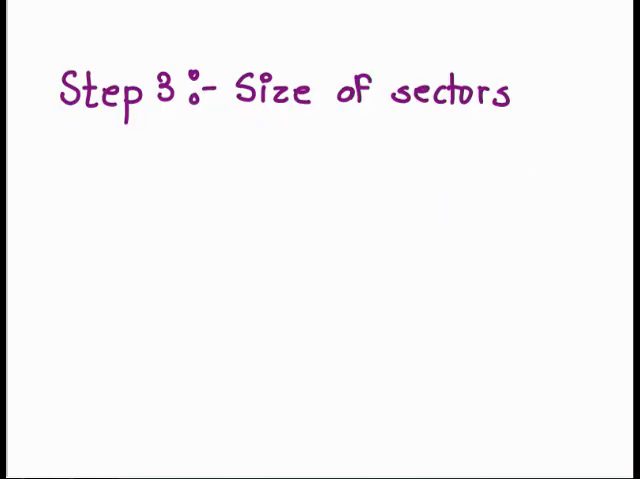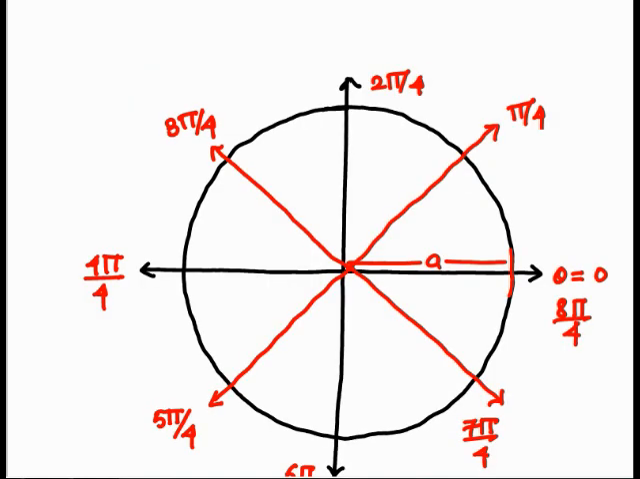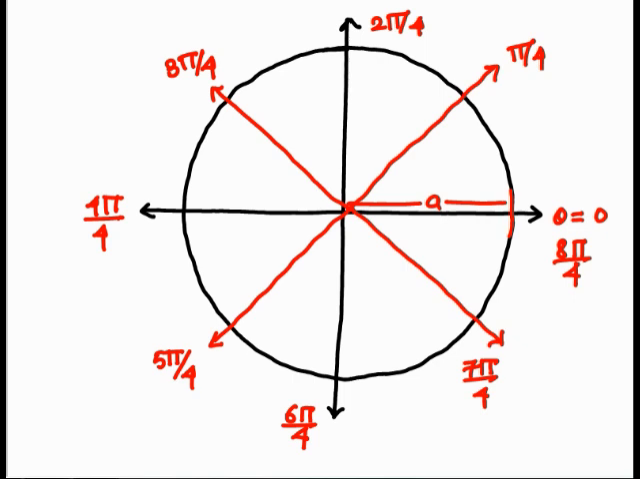Step number 3, size of a sector. Now the size of a sector again depends upon the value of n. Here n = 2, so we divide each quadrant into 2 equal sectors, and each quadrant is of size π/2, divided by 2, so we get π/4 as the size of each sector. With the help of the diagram we understand this. These are the sectors. So this is our first sector, this is our second, third, fourth. Likewise we get different sectors of size π/4.